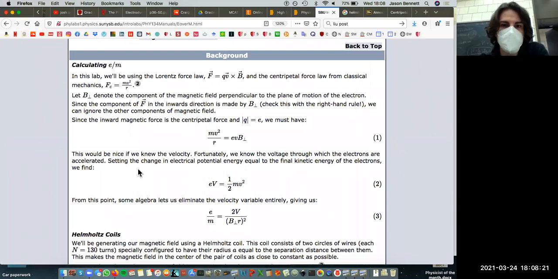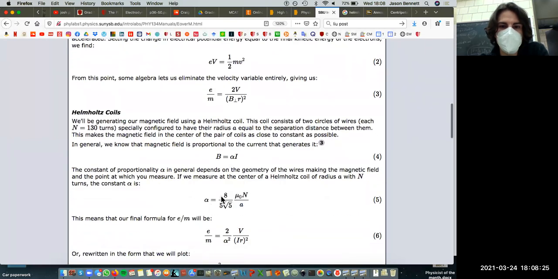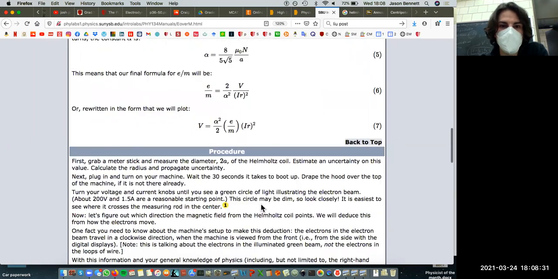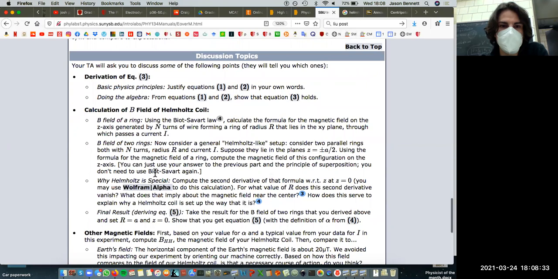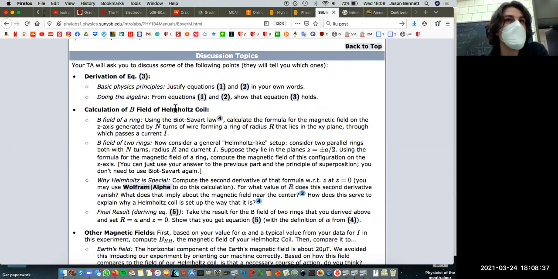So I thought it was kind of cool that in particular the derivation of this coefficient here, alpha, that you use in the lab, it comes from one of the discussion questions down here, the calculation of the B field for a Helmholtz coil, which is your experimental setup for today. It was my homework question 2 weeks ago.